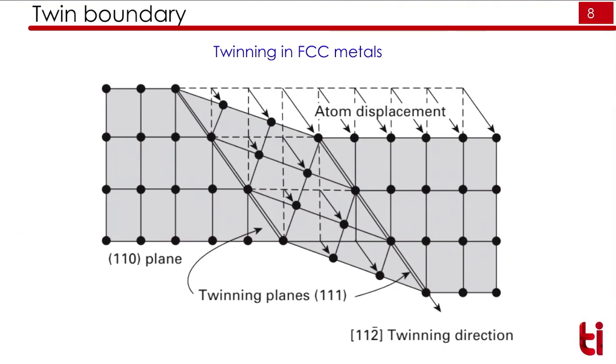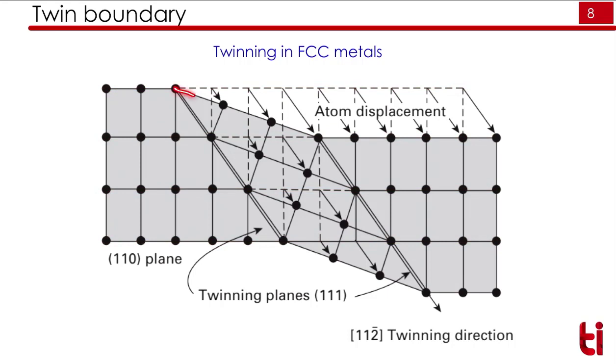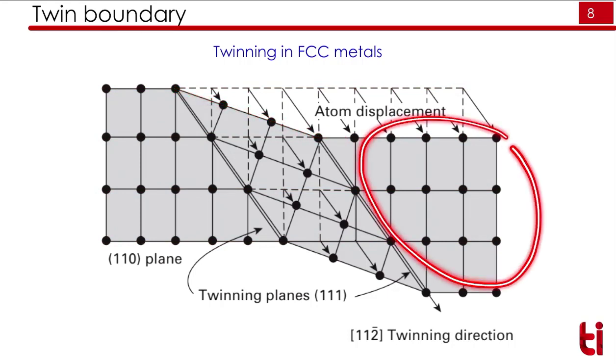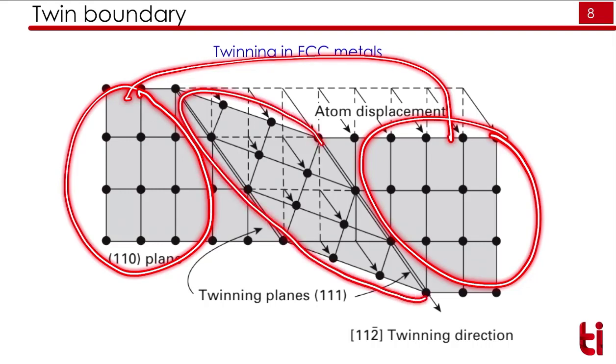Here is the example of twin boundary. We have a perfect crystal, or a row of atoms, shown by this dotted line. After application of shear stress, this perfect row of atoms is displaced a little bit, and now this region and this region are identical to each other, and this we call twins. So there is a small boundary between them, which we call the twin boundary.